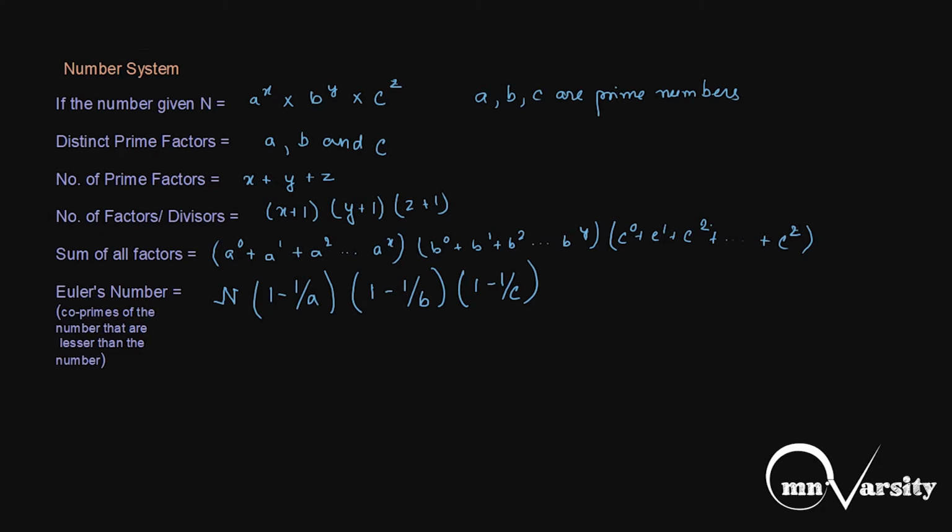Let us try to solve a problem using this. Let us take the number as 12. We need to first find the factors of the number. We can do it through the prime factorization method or through the division method. We know that 12 is equal to 2 into 2 into 3, 2 square into 3 to the power 1.